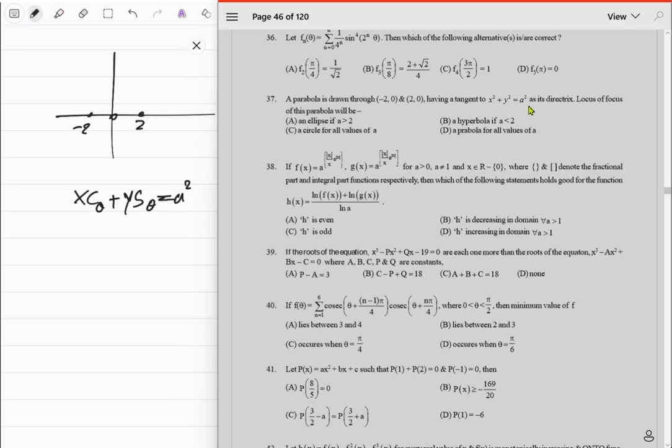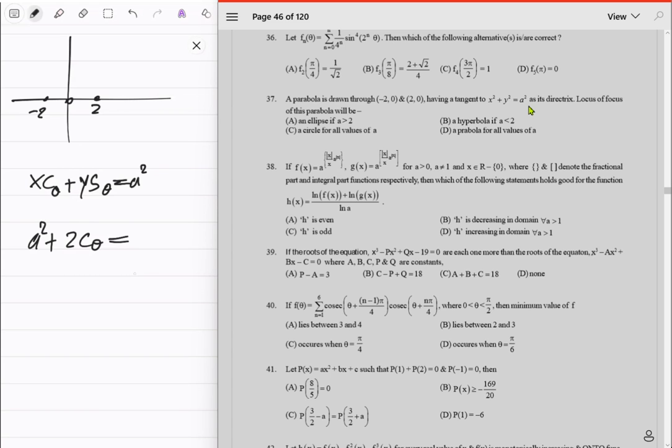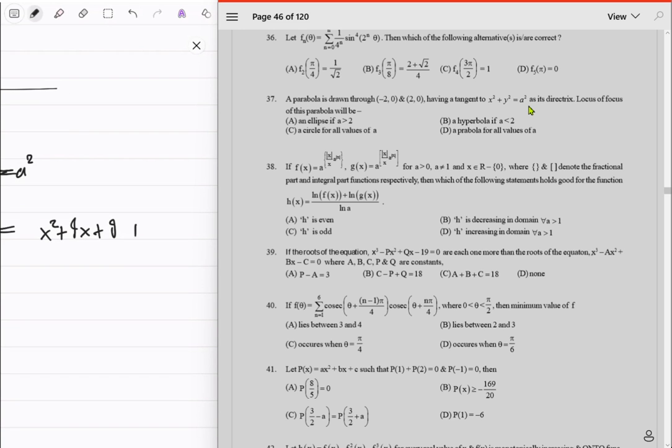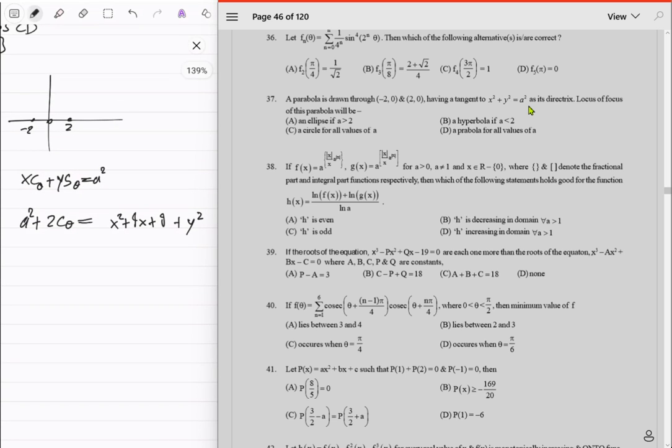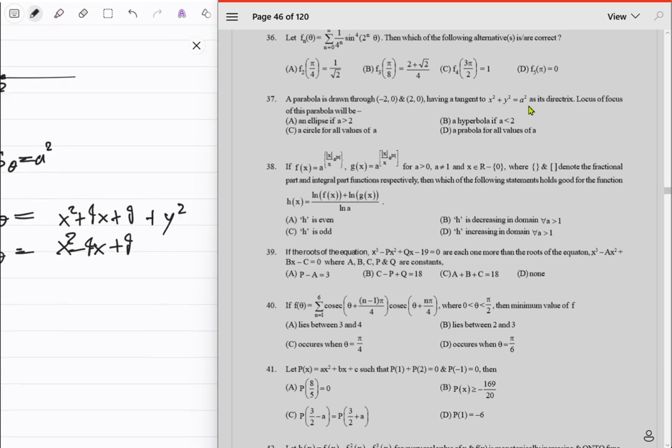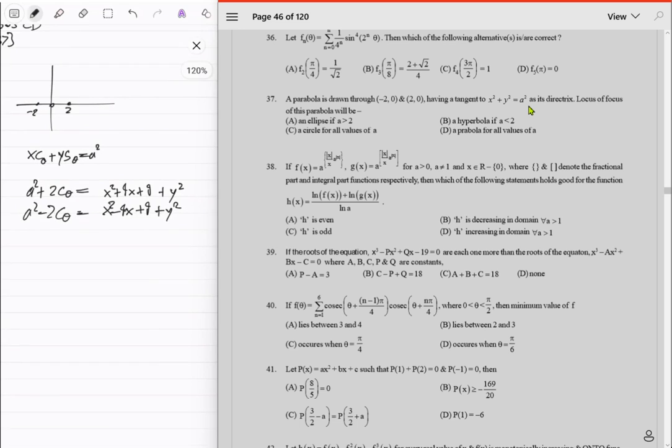What do you get? a square plus 2 cosine theta is that distance. This is equal to the distance from negative 2. So (x plus 2) squared is x square plus 4x plus 4 plus y square, where x, y are the coordinates of the focus. And similarly, a squared minus 2 cosine theta is equal to x square minus 4x plus 4 plus y square. Both of these work.